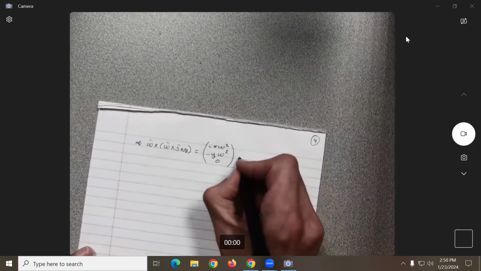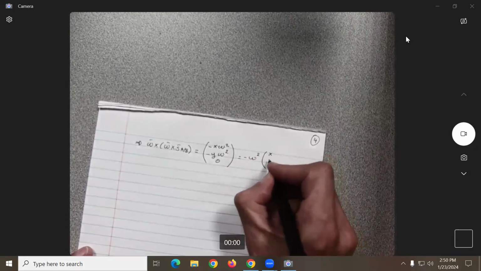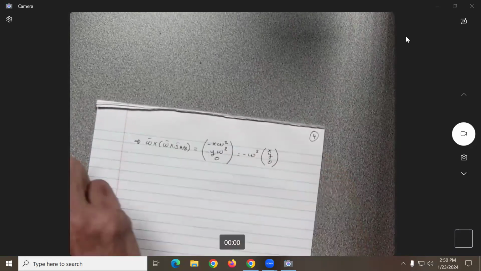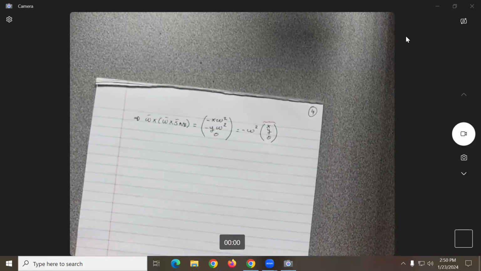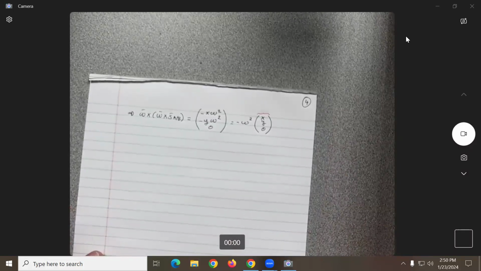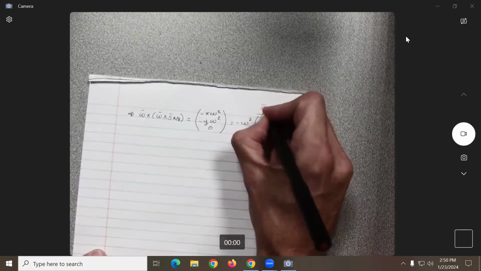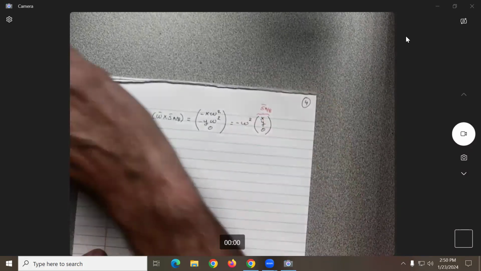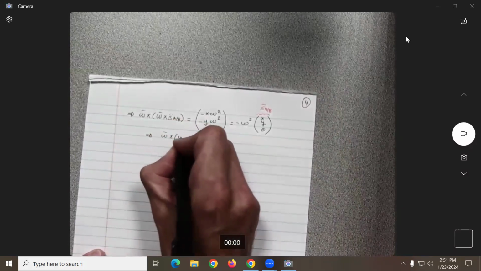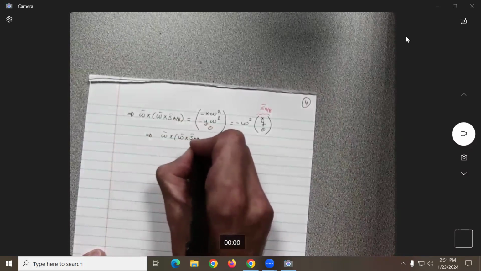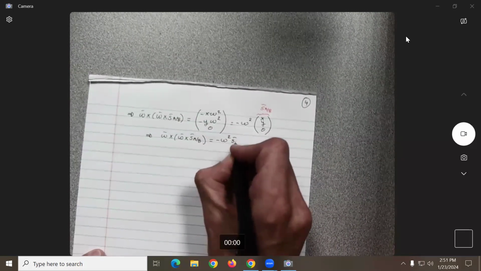Okay, let me rewrite this as minus omega squared x, y, and 0. What is this? Look at your notes on the previous page, S of A with respect to B, no? So basically at the end, we can conclude that omega cross omega cross S of A with respect to B is equal to minus omega squared S of A with respect to B.